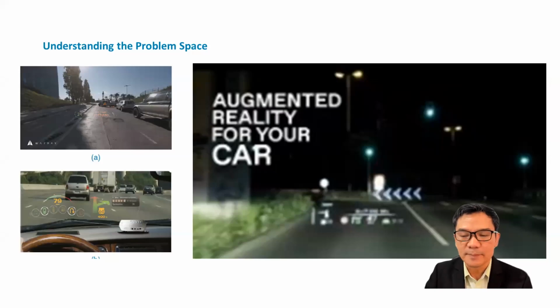Understanding the problem space. After we have identified that we want to design a certain product, the first step that we usually take is to focus on what would be the solution to propose. For example, if you are developing augmented reality for your car, you might be tempted to automatically think of what technology I'll be using and what design can be integrated into my problem.